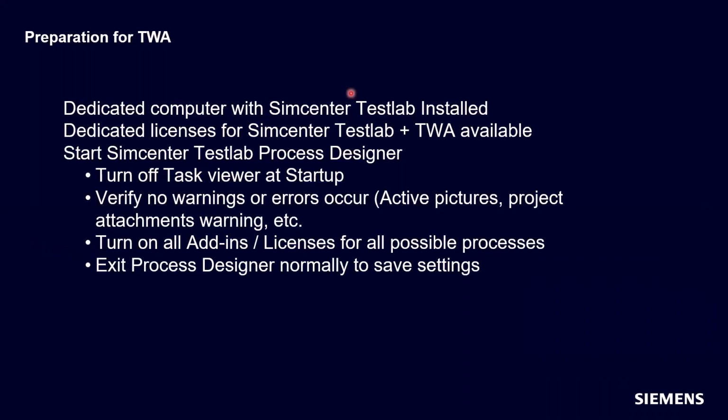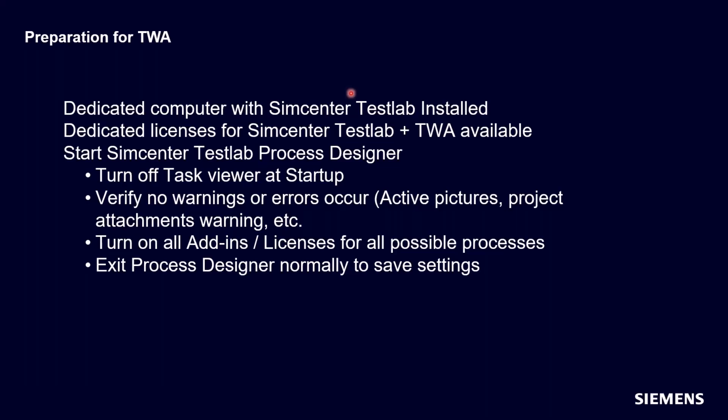Okay, so there's a couple things to prep for TWA, and I'm going to show this in a demo as well. But basically, you need to install TestLab on a dedicated computer. So you're going to choose a computer that's on the network that everybody can access. Make sure TestLab 2406 is installed. It needs to have its own dedicated licenses for TestLab and TWA available. So you start TestLab Process Designer, and then you turn on all of the add-ins you're going to use for all possible processes to make sure that those licenses are available.